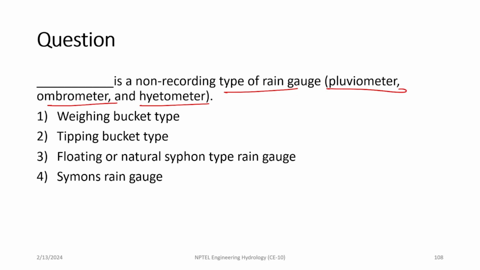Now there is one question asking about the non-recording type of rain gauge. So, Simon's rain gauge, I think. Yes, it's correct, non-recording is what it is asking. Yes, it's Simon's rain gauge. Don't confuse it with this. If it is recording, then definitely there will be a siphon action. And if it is not, then definitely the Simon rain gauge will act.